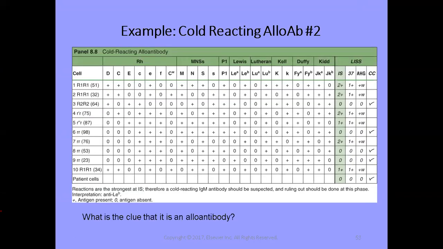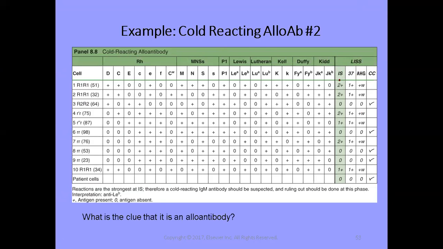Here we see panel 8.8, which is showing a cold reacting allo antibody. How do we know it's allo? Let's look at our patient cells. No reaction, no autoantibody there. How do we know it's cold reacting? Let's look at our phases of testing.